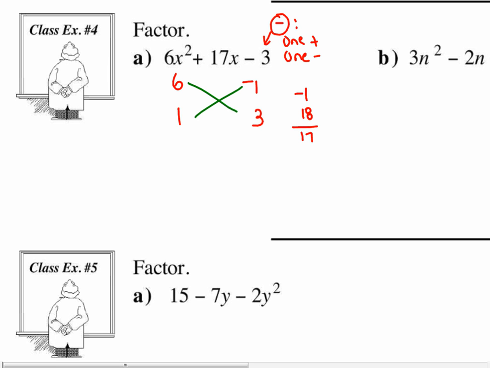So the factored form would be each row, right? 6x minus 1 and x plus 3.